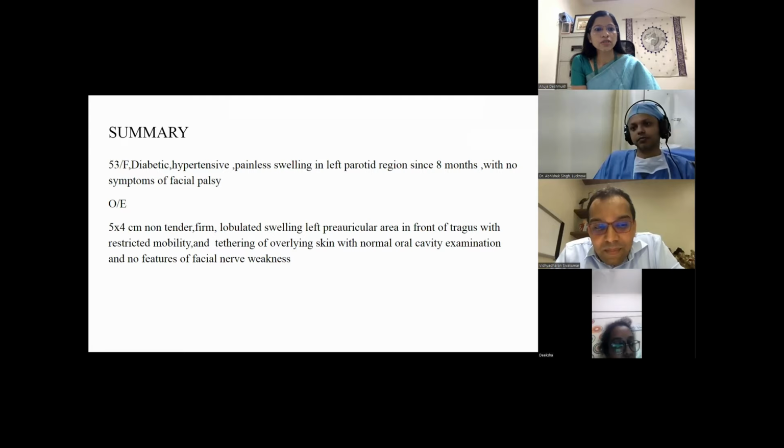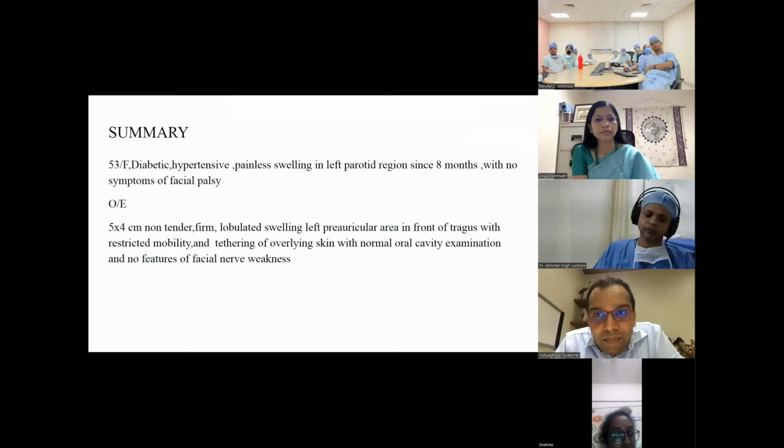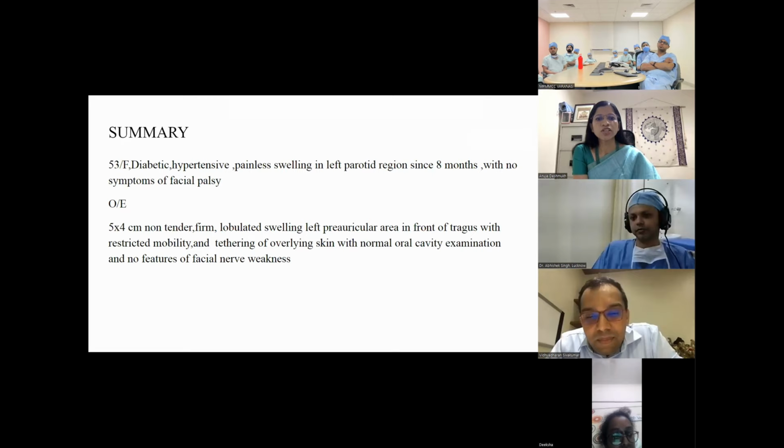Ma'am, a 53-year-old lady who's a diabetic and hypertensive with a painless swelling in the left parotid area since 8 months and no symptoms of facial palsy. On examination, it's 4 into 5 centimeters.